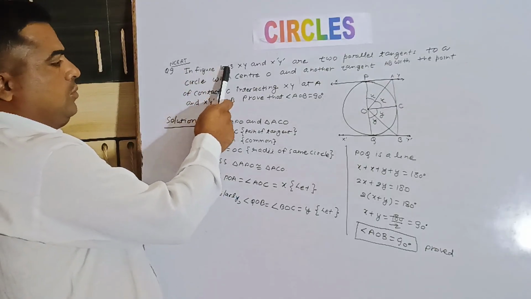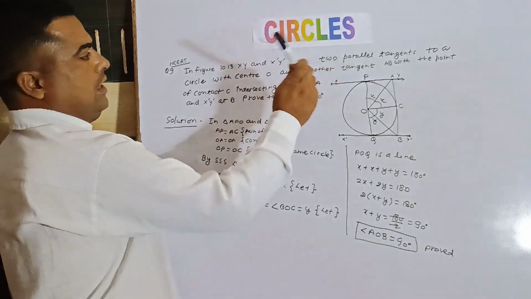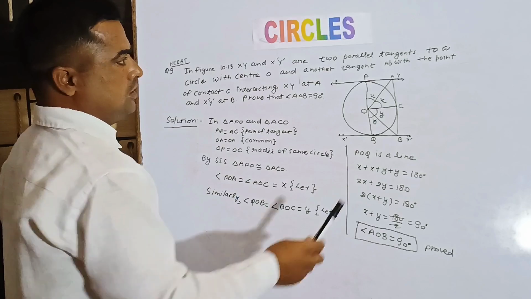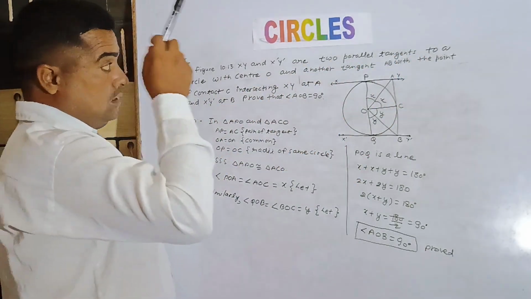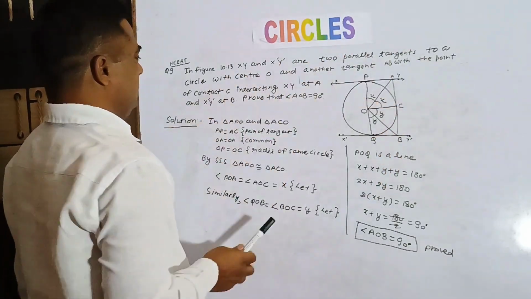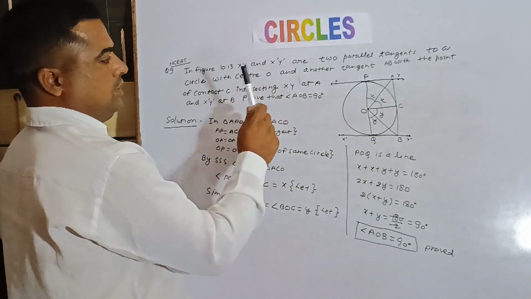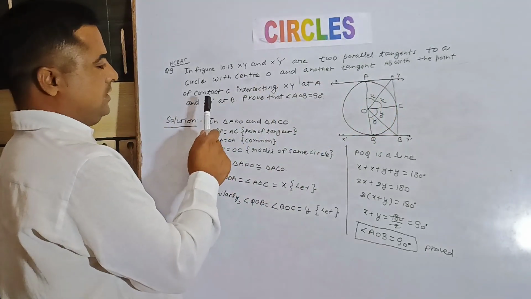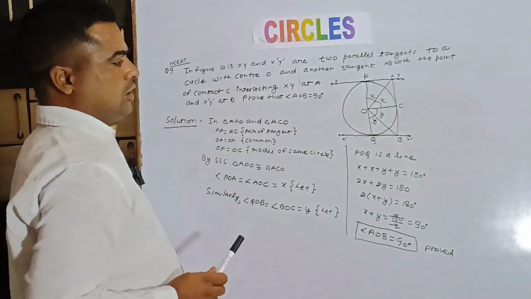In figure 10.13, means this one figure, XY and X dash Y dash are two parallel tangents to a circle with center O. O is the center of the circle. Another tangent AB with the point of contact C, intersecting XY at A, and X dash Y dash at B, to prove that angle AOB will be 90 degrees.